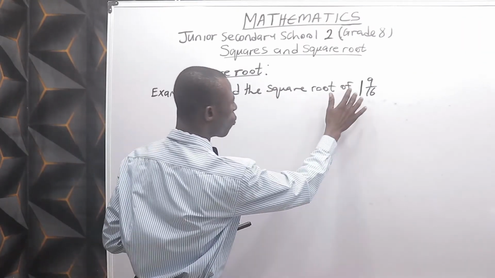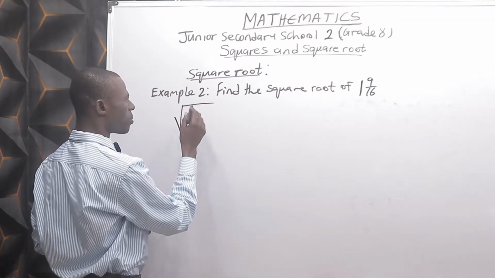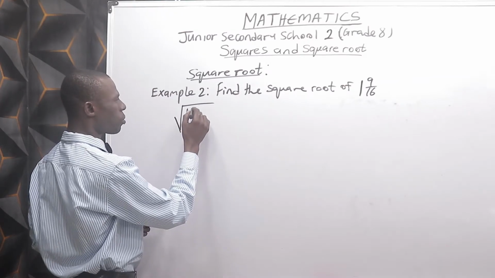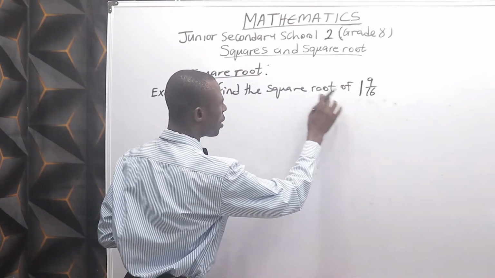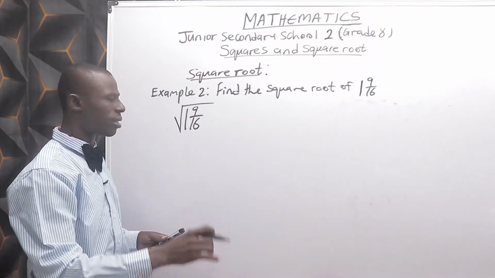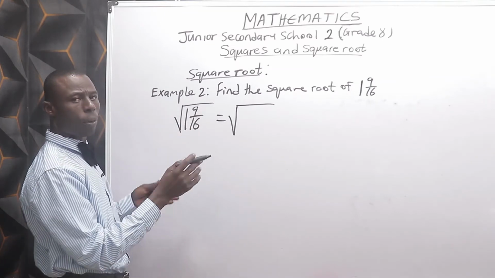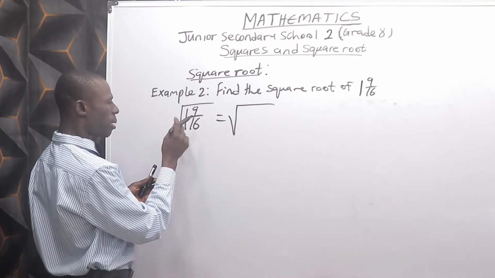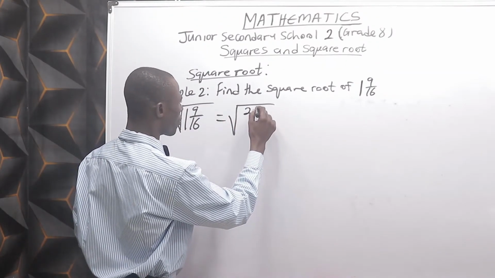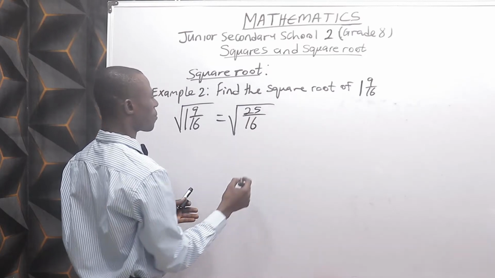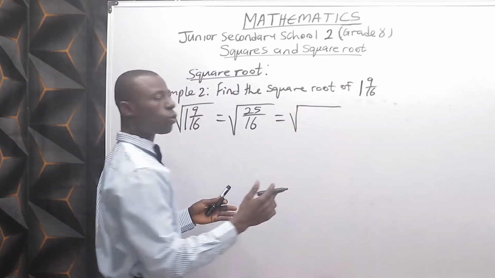Example 2. Find the square root of 1 whole number 9 over 16. Remember, writing it like this is the interpretation of the words square root of 1 whole number 9 over 16. So try to convert the fraction to an improper fraction. 16 times 1 is 16. 16 plus 9 gives 25 over 16. Next, try to break the numbers in the root into factors.